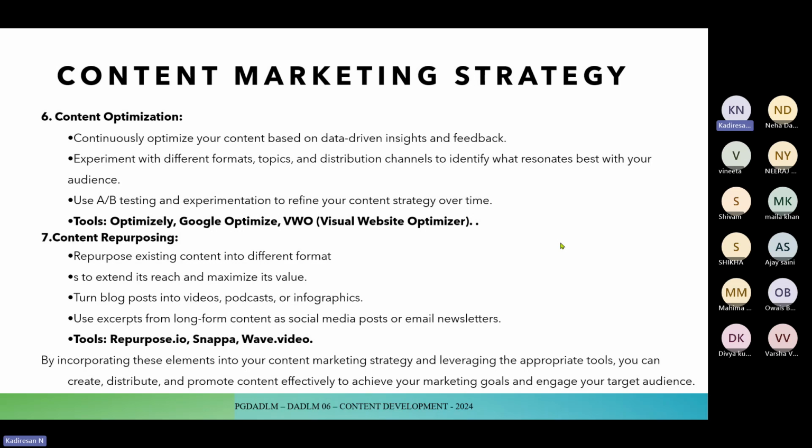Content repurposing is nothing but repurposing existing content in a different format so as to extend its reach and maximize its value. Turn blog posts into videos, podcasts, or infographics. Use excerpts from long form content as social media posts or email newsletters. In content repurposing, you transfer from one platform to another platform. When you transfer from one platform to another, it is difficult to manage the content. So in repurposing, you convert from one format to another format. You can form different formats, and also post on different platforms.